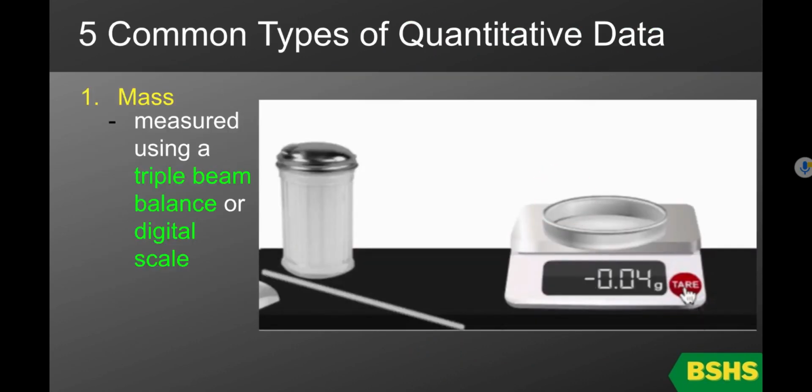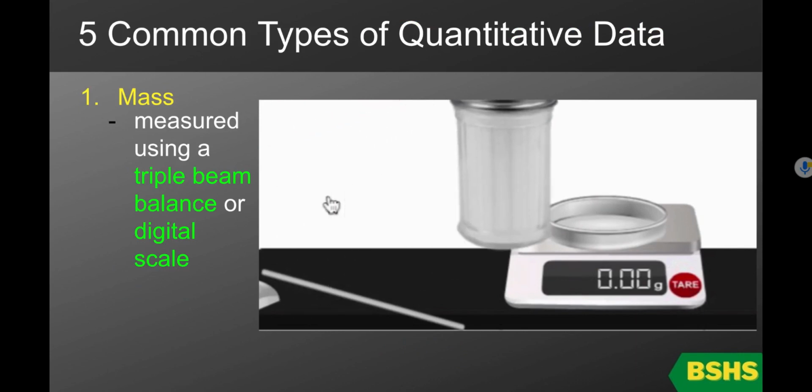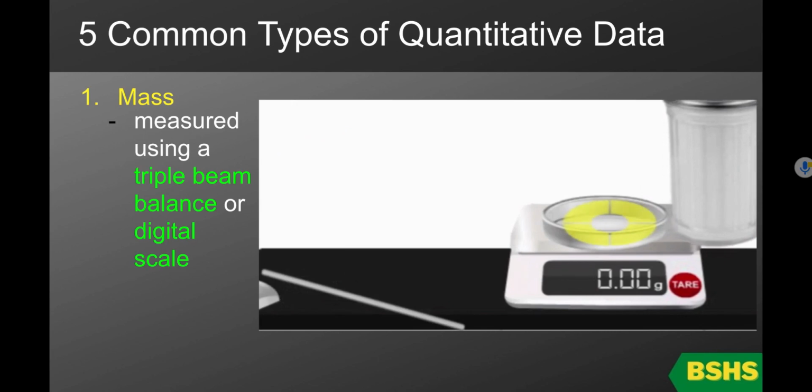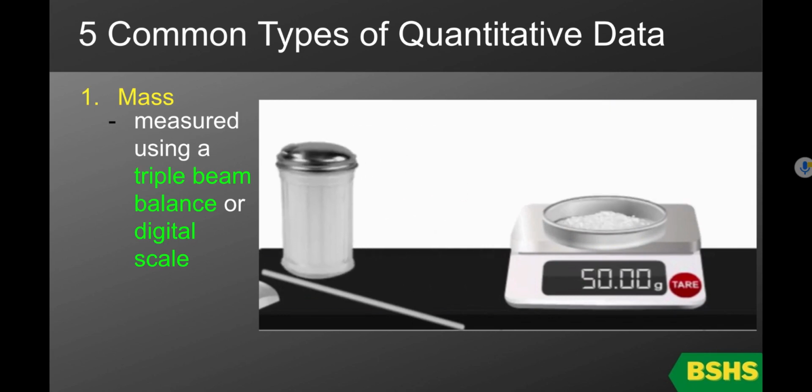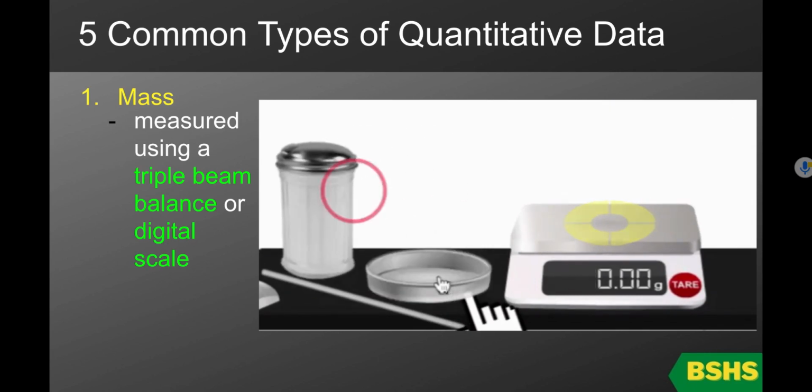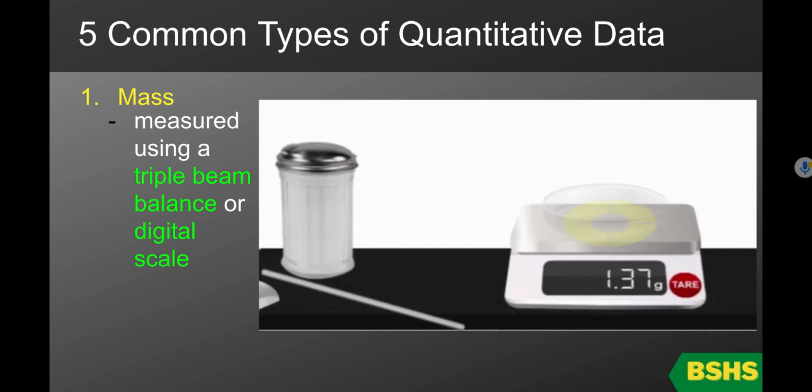You can also use a digital scale to measure mass, and this is a lot easier than the triple beam balance, and it works a lot better for small objects. So in this image, I am measuring the mass of some sugar. You set a weigh boat, which looks kind of like a plate or cup, on the scale, and you tare the scale. The tare button is there in red. That just sets the scale to 0.